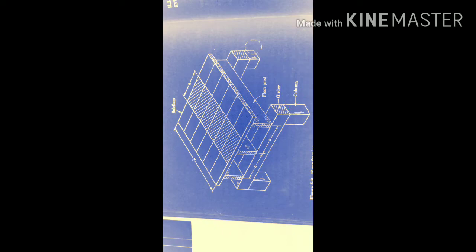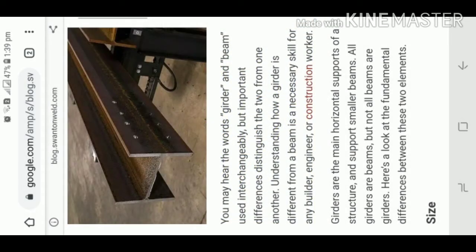Okay, so before we proceed to solving the problem, let's first differentiate girder and beam. Most of the time, this is what confuses students, the difference between the two. So what is the difference between a girder and a beam? The girder is the main horizontal support of a structure which supports the smaller beams. Take note that all girders are beams, but not all beams are girders.